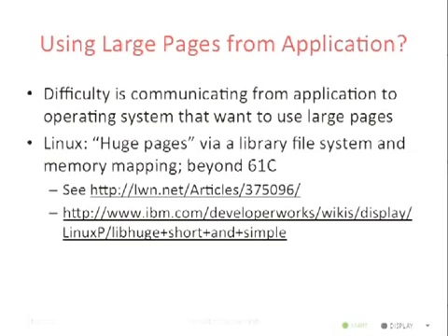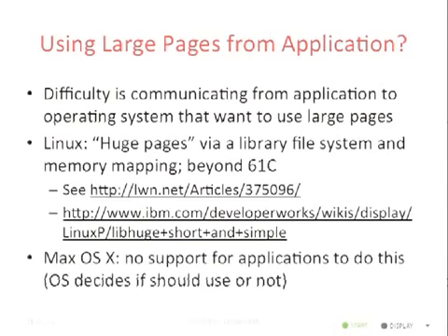Systems like Linux actually have libraries that you can call that tell the system, hey, for this region of memory, use these large pages. Okay. Mac OS is interesting. It decides on its own whether it's going to use these super pages or regular pages. But the whole idea is to have more hits in the TLB.